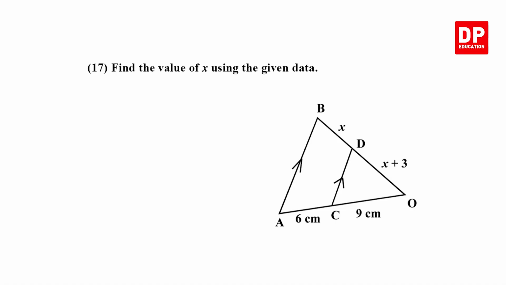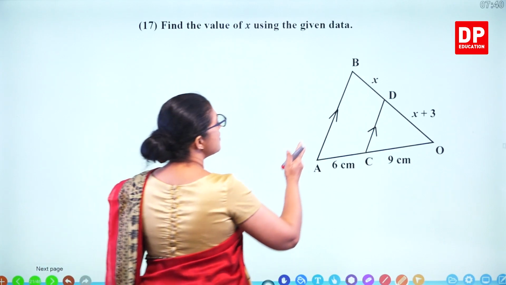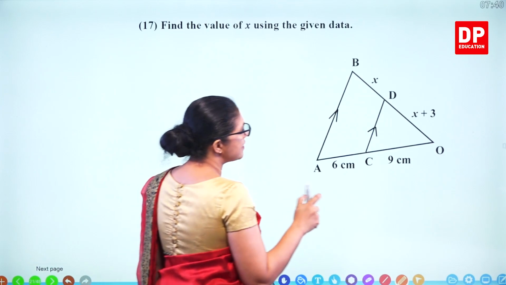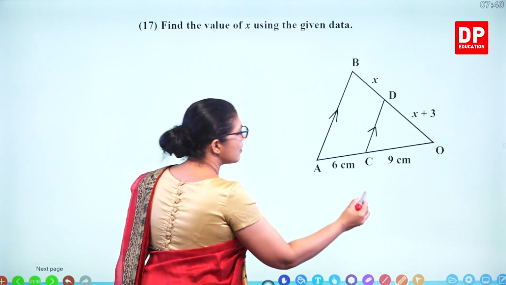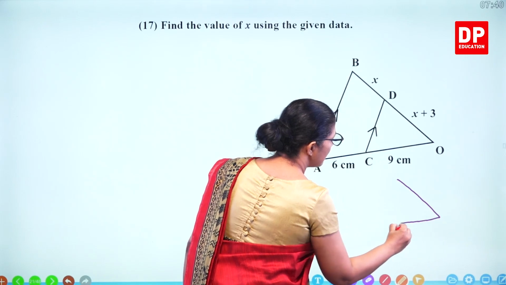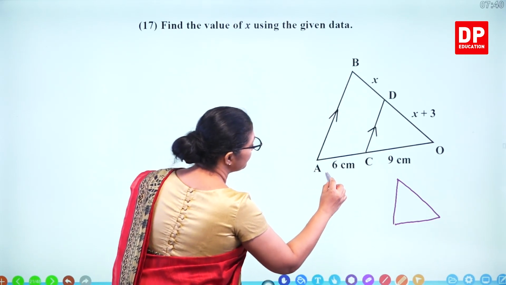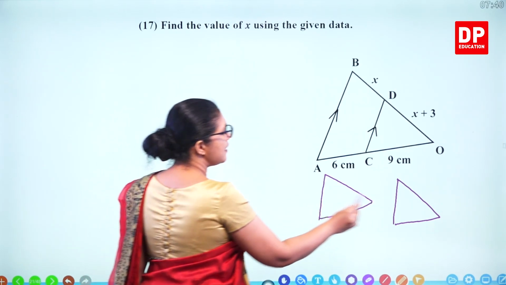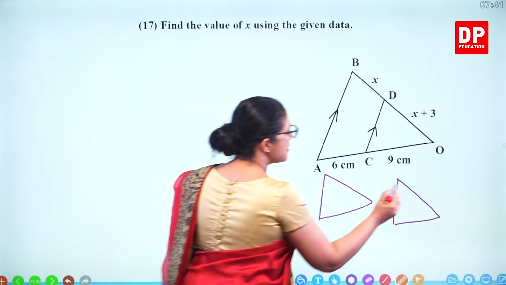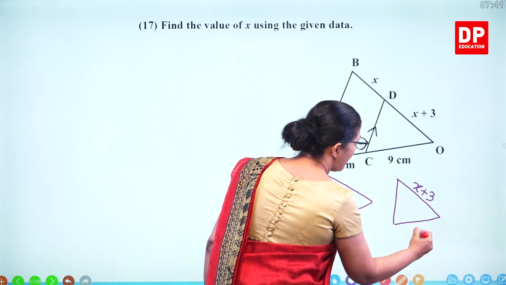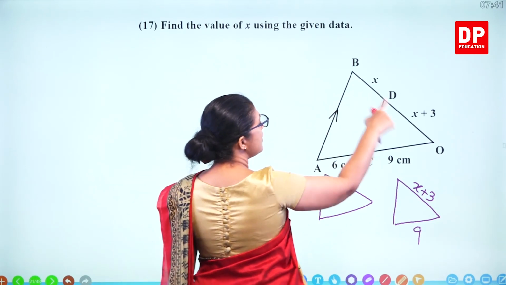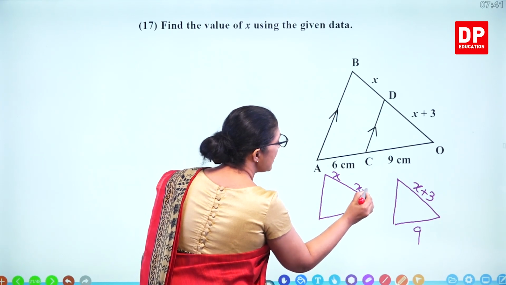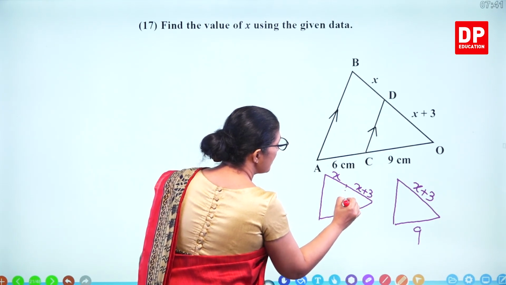Find the value of x using the given data. So these two lines are parallel. Can you see these are similar triangles? So when you take the smaller one and the bigger one, these two are similar. So this is x plus 3 and 9. But because these are similar, you can take the subtraction as well.